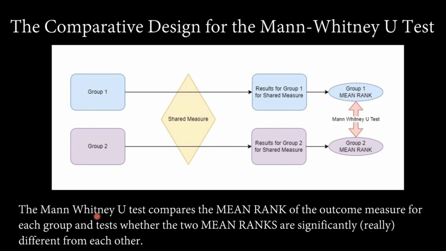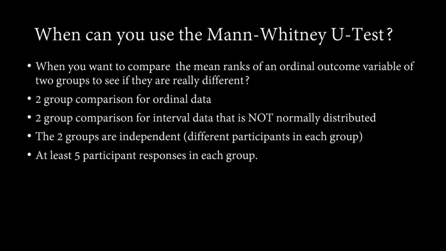Okay, so what does the Mann Whitney U test do? It compares the mean rank of the outcome measure for each group and tests whether the two mean ranks are significantly different from each other. When can you use the Mann Whitney test? Well, first of all, when you want to compare the mean ranks of an ordinal outcome variable of two groups to see if they're really different. We're talking about two groups for comparison, and we're talking about ordinal data.